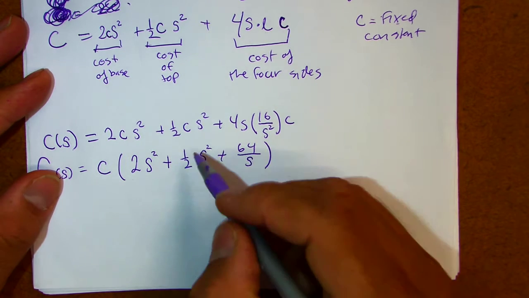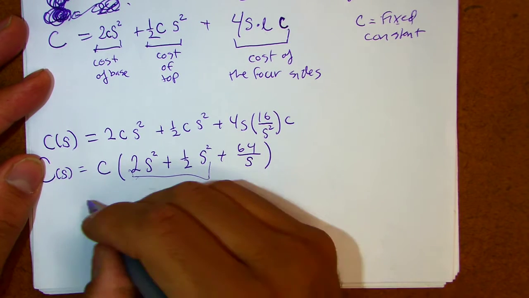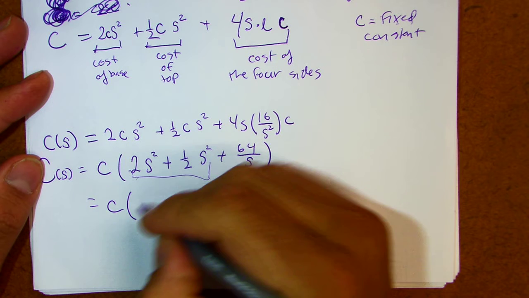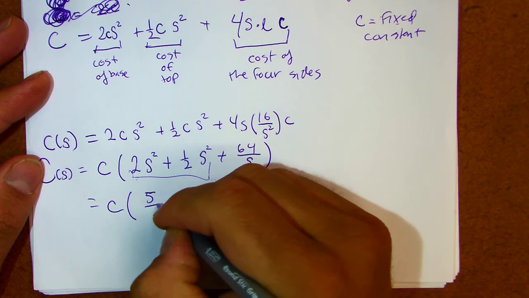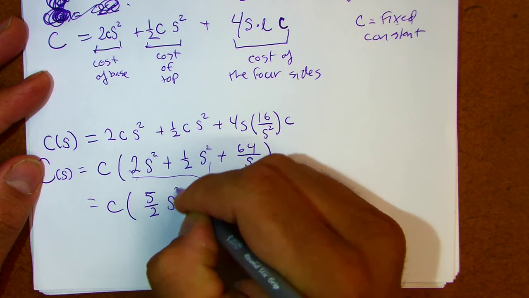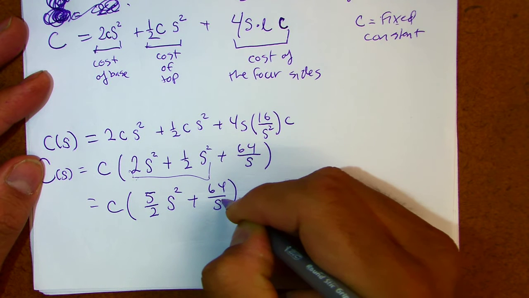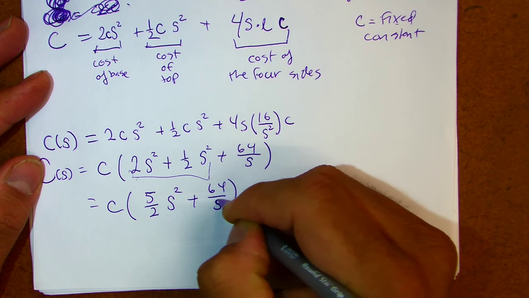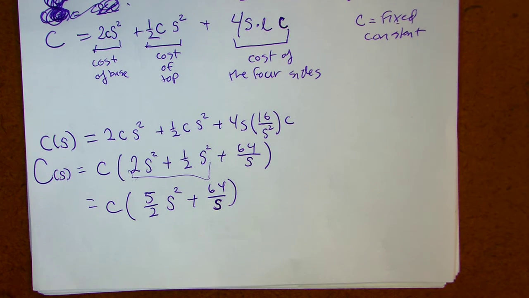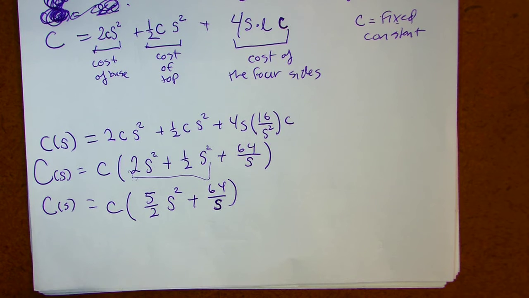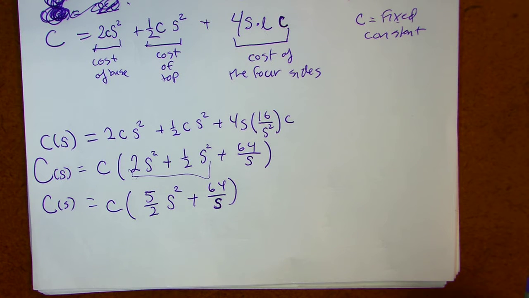And I'm going to do one more step. These are like terms. 2 plus 1/2. We have 5/2. Okay, so we're here with our cost function with respect to the side S. And now let me minimize that.